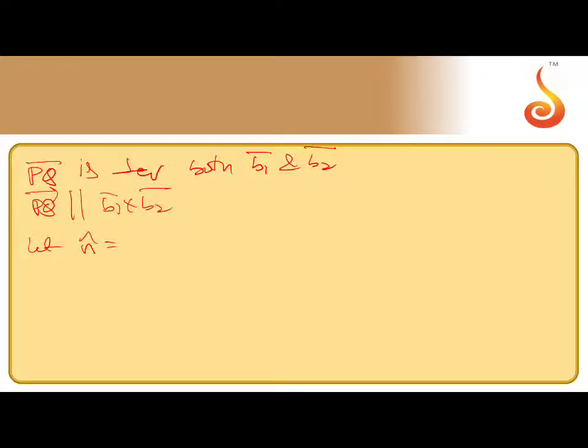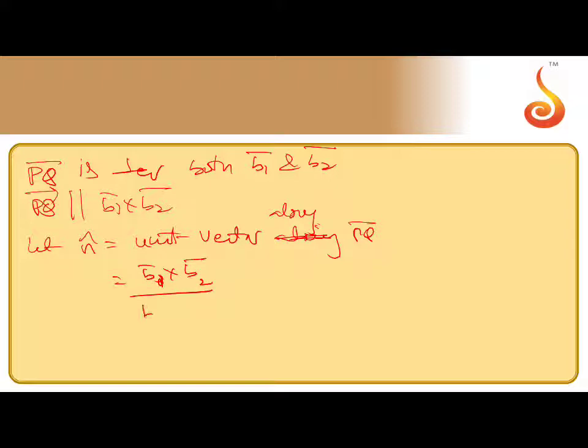Let n cap equal the unit vector along PQ bar. That is nothing but b1 cross b2 bar by the length of b1 cross b2 bar. Just keep in mind that n cap equals b1 cross b2 by modulus of b1 cross b2.